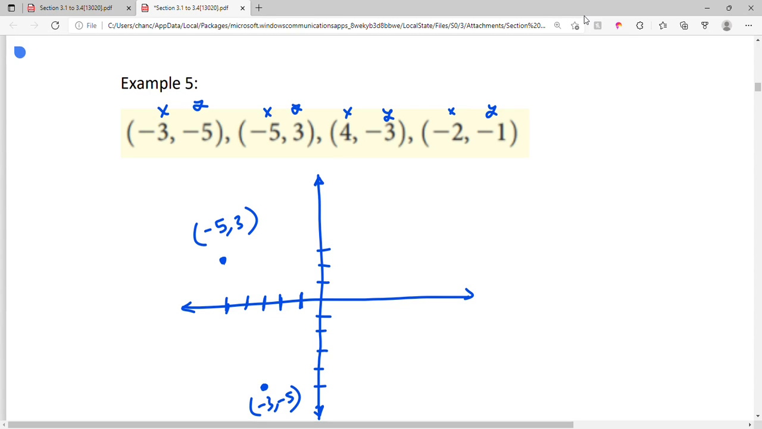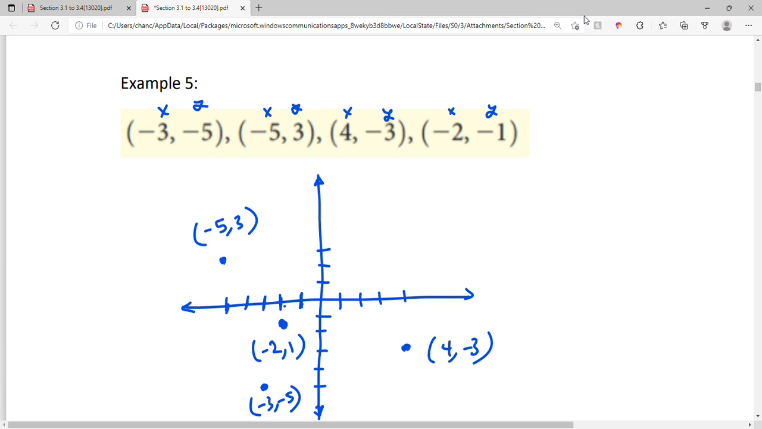For the third point, 4 comma negative 3, we'll go to the right 4, 1, 2, 3, 4, and down 3 spaces, 1, 2, 3. And this is our third point, 4 comma negative 3. For the last point, we have negative 2 comma negative 1. That's 1, 2 to the left, and down 1. This is negative 2 comma negative 1.